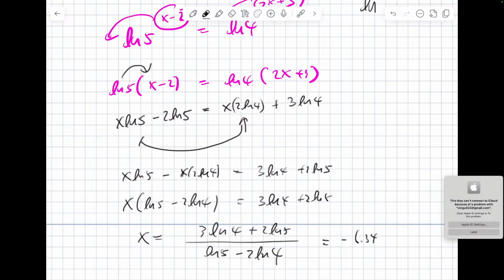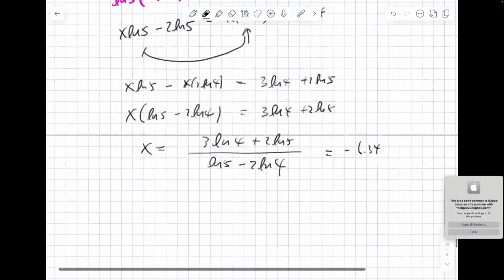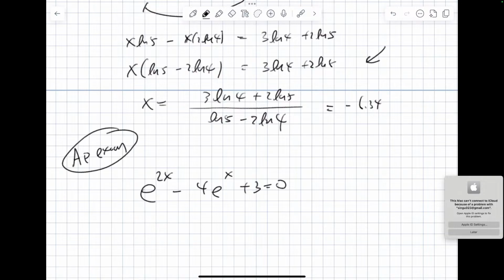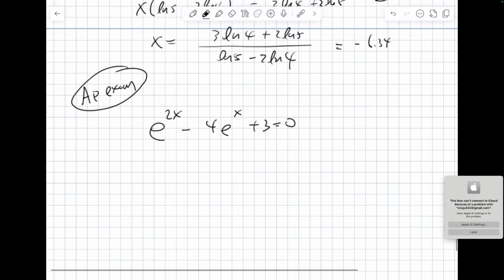I have 8 minutes to talk about another question that will be on the AP exam. e to the 2x minus 4e to the x plus 3. This one is actually not on the AP exam, but this one is, so I want you to pay attention to it. It turned out to be not as bad as you think, and this is where I tell you the box method is better in this situation. If you pay attention, this is just a quadratic, because this is second degree, this is first degree, and this is 0 degree.